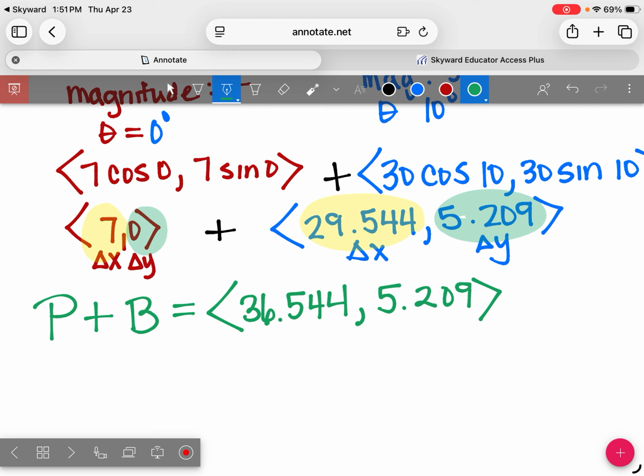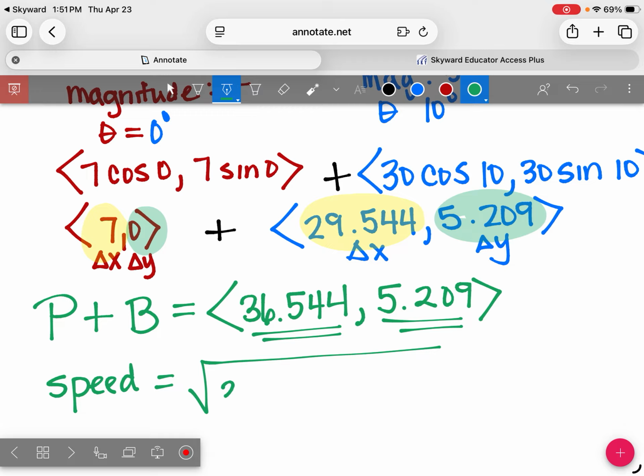So when you're asked to find the magnitude, you take the first number squared plus the second number squared, and you take the square root. So the actual speed for the kick is going to be the square root of 36.544 squared plus 5.209 squared. Type that in your calculators and see what you get.